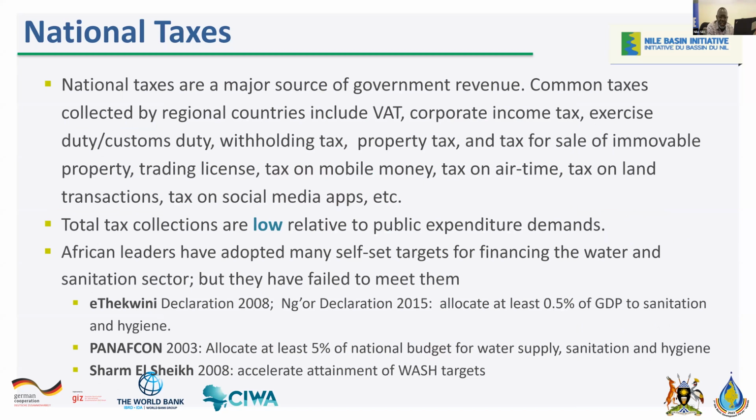National governments derive their revenue from taxes. That's why the first T is taxes, and there are various taxes that the governments use to raise the resources that they need to be able to implement their programs. Value-added tax, corporate tax, excise duty, withholding tax, tax on mobile money, tax on airtime, tax on all sorts of things. In general, the revenues that our governments are able to collect from tax is low relative to the demands for public expenditure. So the income is not as high as the expenditure. And that's why a proportion of our national budgets are financed from external sources.